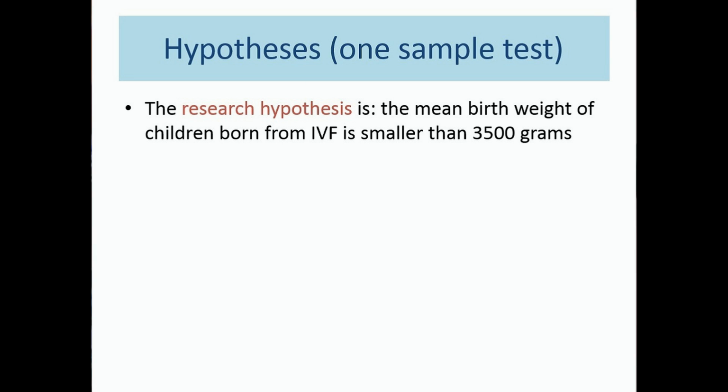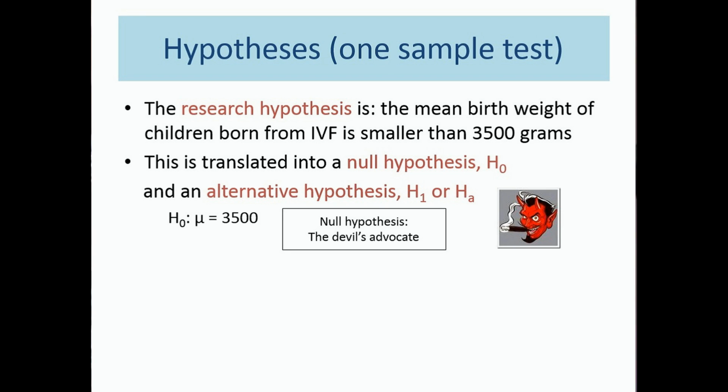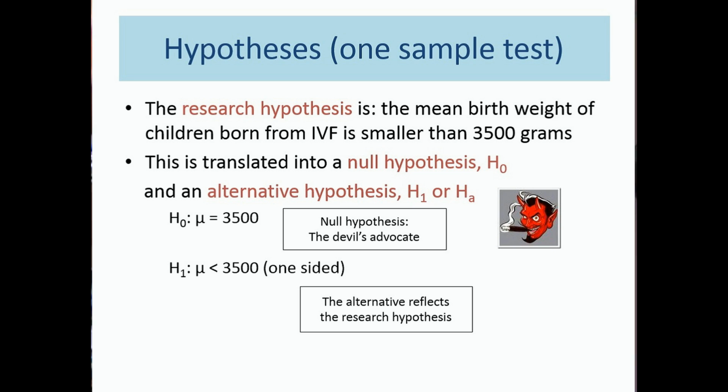To refresh your memory about statistical testing, what's it all about? We have a research hypothesis. Based on our experience, we might think that the mean birth weight of IVF offspring is lower than the mean of a certain reference population. Let us assume that the mean of this other population is known to be 3,500 grams. We will translate this in a null hypothesis and an alternative hypothesis. The H0 states mu equals 3,500. The alternative states mu smaller than 3,500.